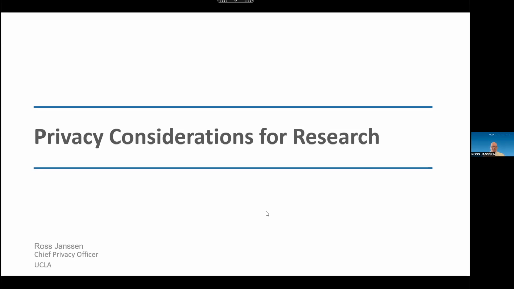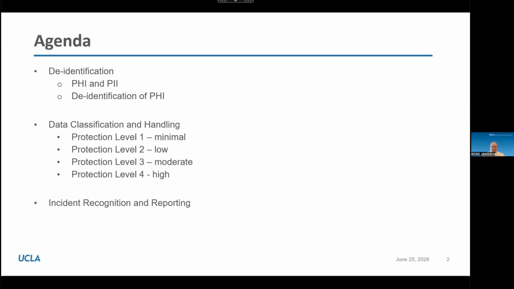I'm going to talk a little bit more about privacy considerations for research. And today's agenda, I'm going to review again the de-identification standard under HIPAA, looking at what is PHI and what is PII and the difference between the two, and then the actual process of de-identification of PHI under HIPAA so that it can be used in research and public health activities and other things without violating HIPAA.